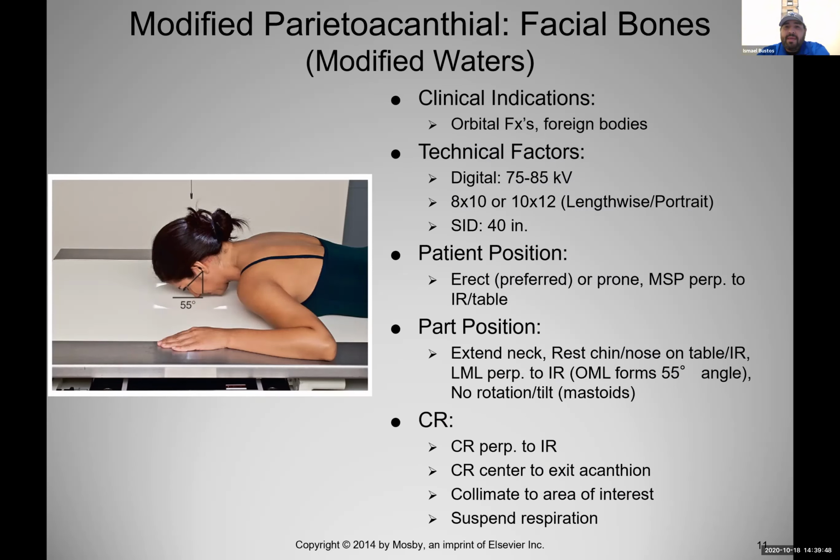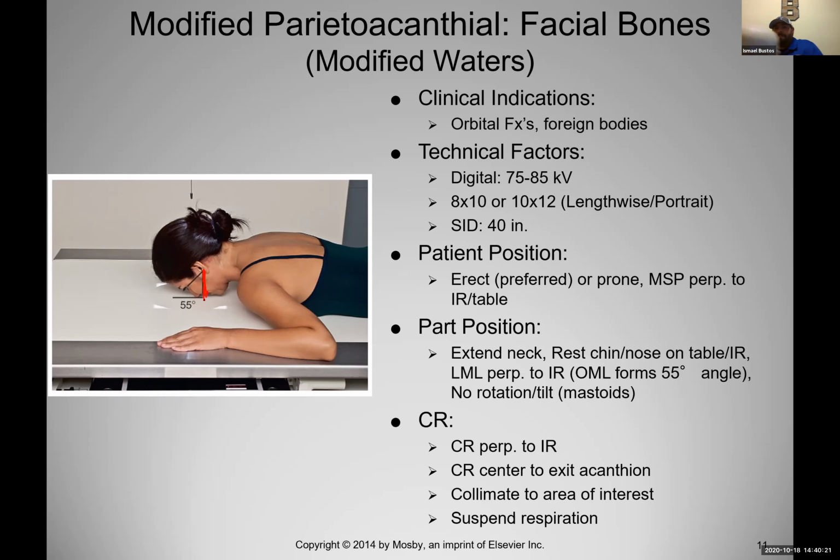75 to 85 kVp, 40-inch SID, again, erect or prone on the table. With this one, you're going to start off with the head extended to put the chin on the image receptor, to bring that MML perpendicular. But then you're going to decrease the extension of the head and bring the LML perpendicular, which is the lips meatal line. If you look over here on the picture, wherever the lips are, the lips meatal line should be perpendicular to the image receptor.